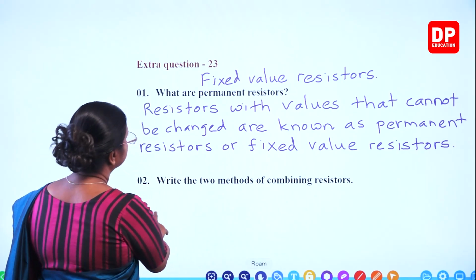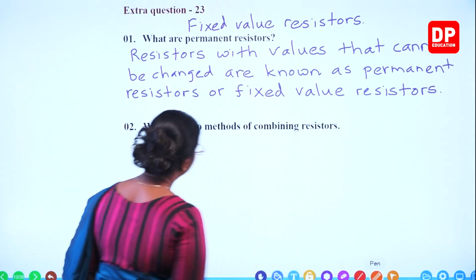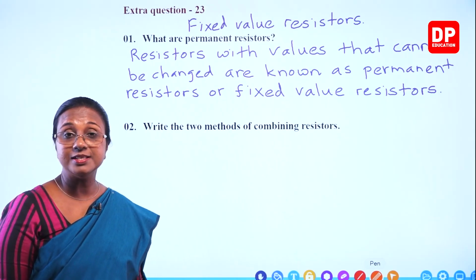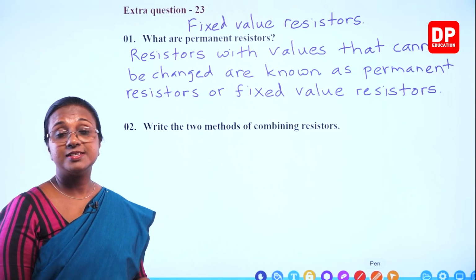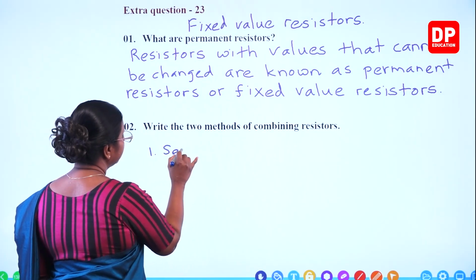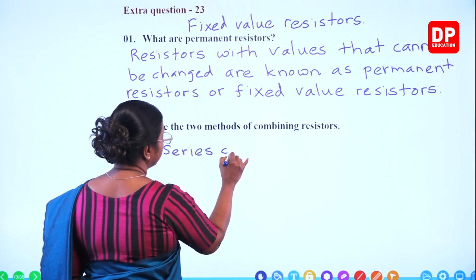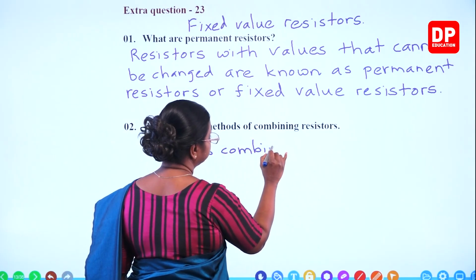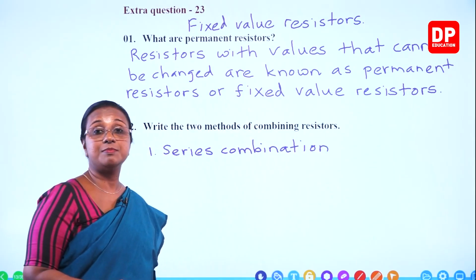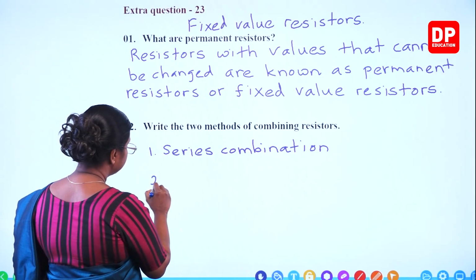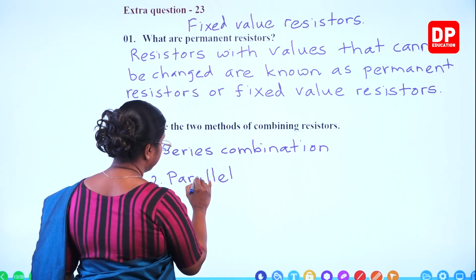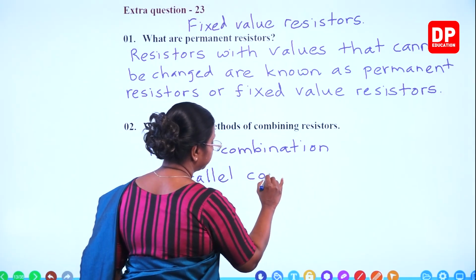Then the next question, write the two methods of combining resistors. What are the two methods? The series combination of resistors and parallel combination of resistors. So first one, series combination. You can just say series combination, or you can write a series combination of resistors. And the second one, parallel combination.